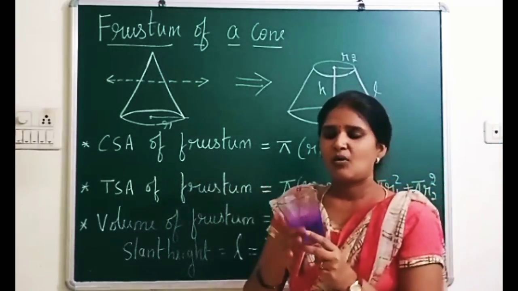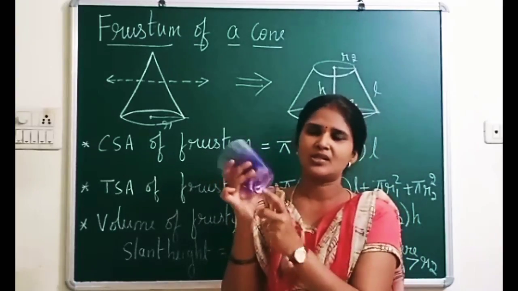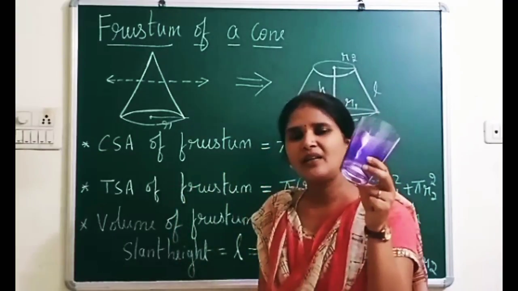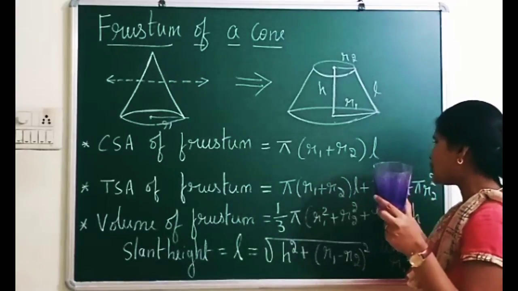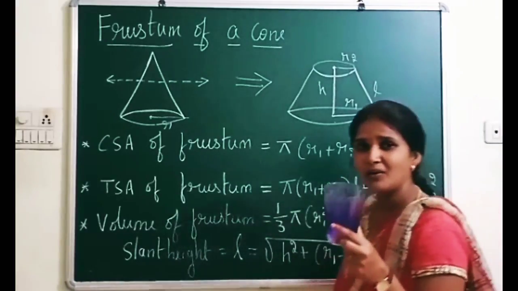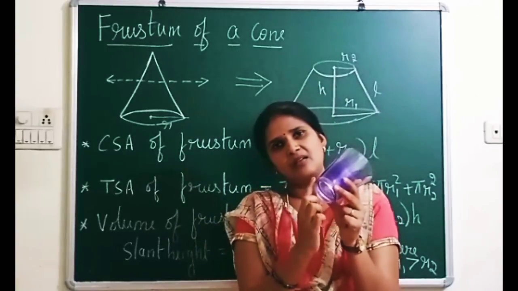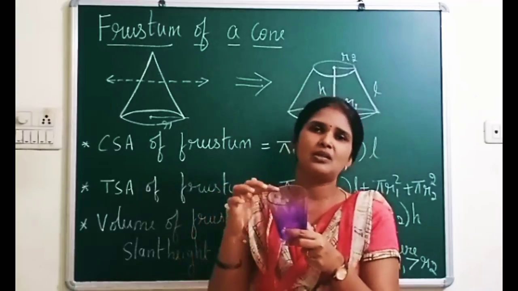Suppose, if I show you this is a tumbler where the base is closed and this is open. This is a glass. So this is open. When I ask you to find the area of this glass, it is not necessary that I have to add these two circle areas. So what I have to add: CSA I have to take plus base area. So this top area is neglected. Why? Because it is open at the top.